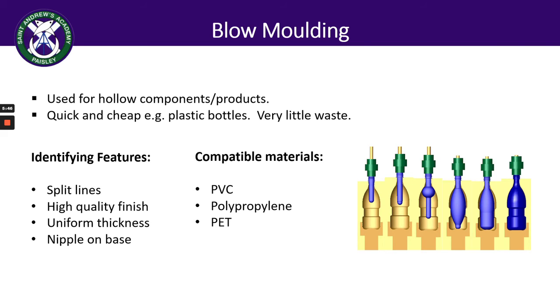So identifying features here are split lines, again where the mould has been taken away, a high quality finish, a uniform thickness throughout the product, and then sometimes there's a small mark and nipple left in the base where it's been held within the mould.